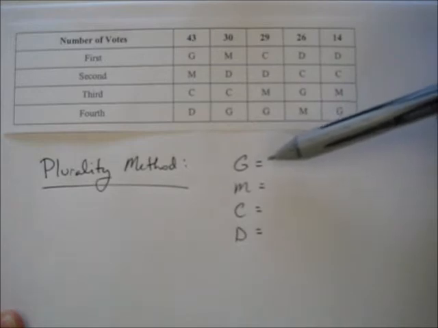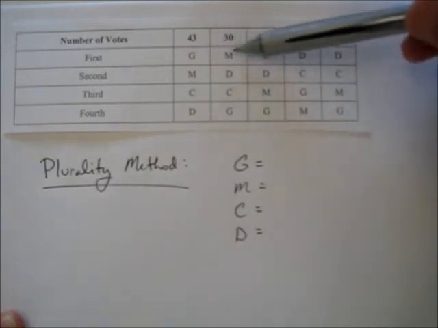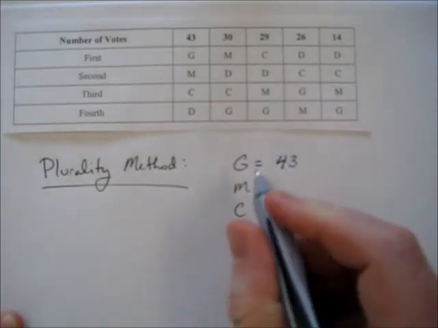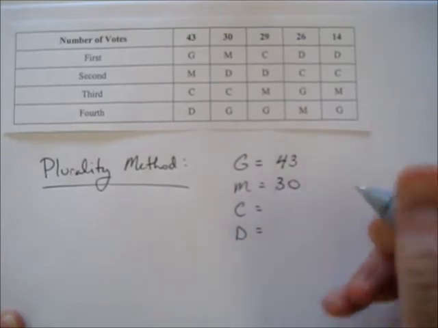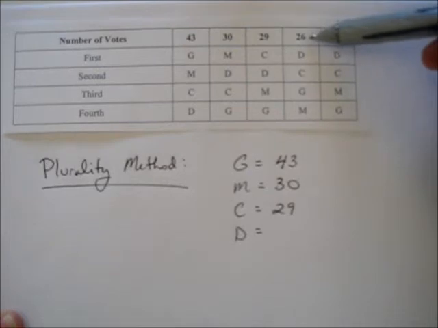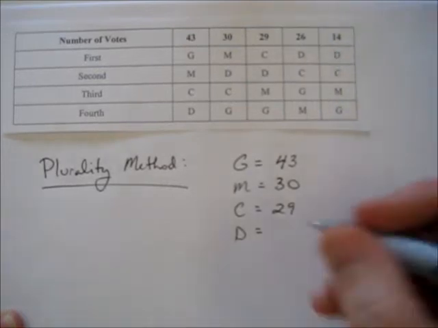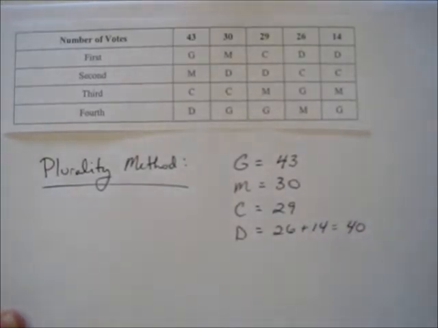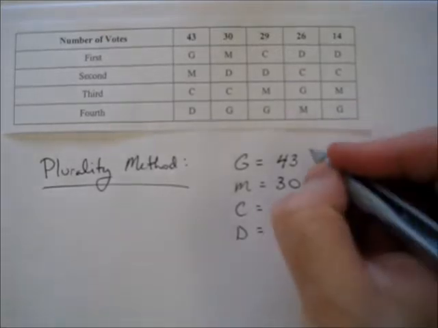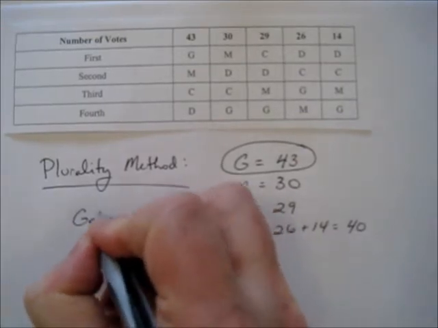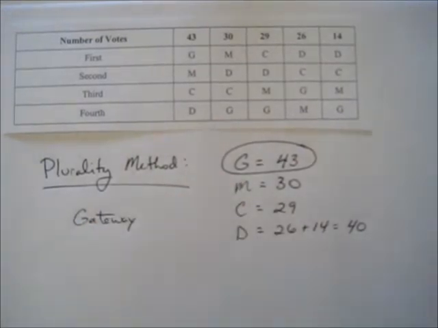So if we're doing plurality method, Gateway, how many first place votes do they get? They would have gotten 43. Mac would have had 30. Compaq would have had 29. And then Dell would get these 26 votes plus these 14, which is 40. And to win an election using the plurality method, we're just looking for the most votes. And we get G. So Gateway would win if we did the plurality method.